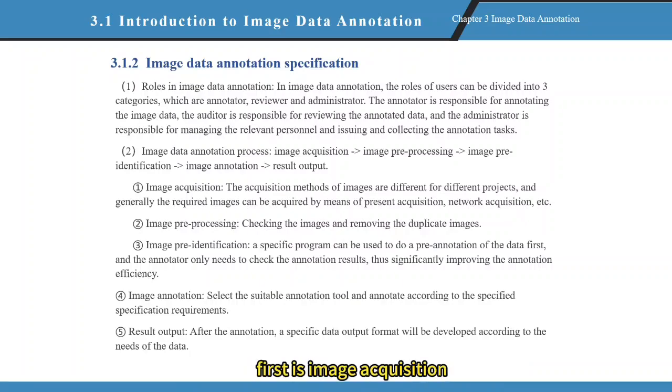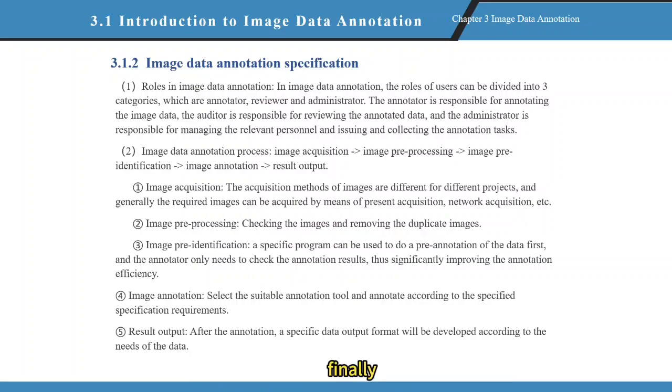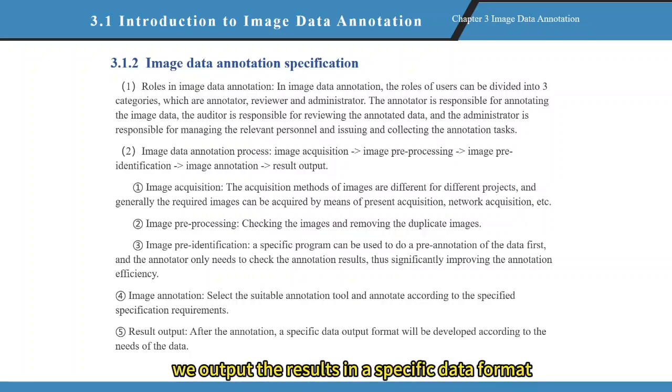First is image acquisition, which can be done through methods like present acquisition or network acquisition depending on the project. Next is image pre-processing, where we check images and remove duplicates. Then, in image pre-identification, a program can pre-annotate data, and annotators only need to review the results, improving efficiency. After that, we select a suitable annotation tool for image annotation according to specification requirements. Finally, we output the results in a specific data format based on data needs.